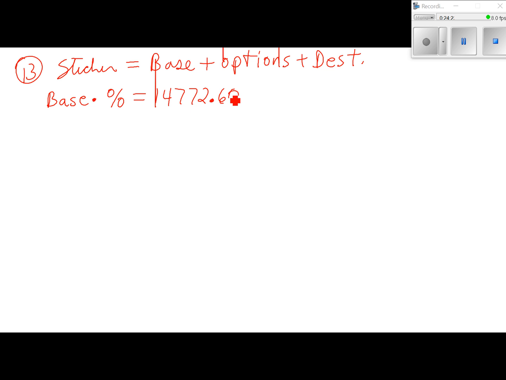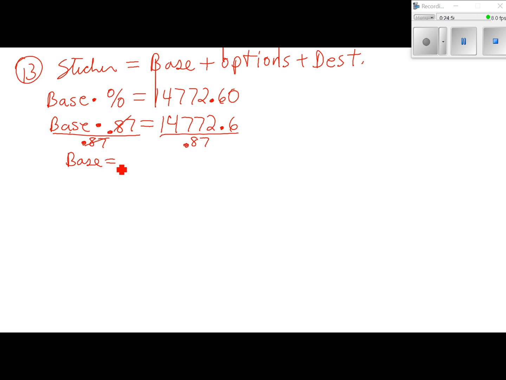Well, to solve this, once I write this in, we don't know the base. That's what we're looking for, but we do know the percent. The percent this time was 87%, so 0.87 equals $14,772.60. To figure out what the base is, all you're going to do is divide both sides by 0.87. These two cancel out, and that's going to leave you with the base price. And when I did it on my calculator, I come up with $16,980.